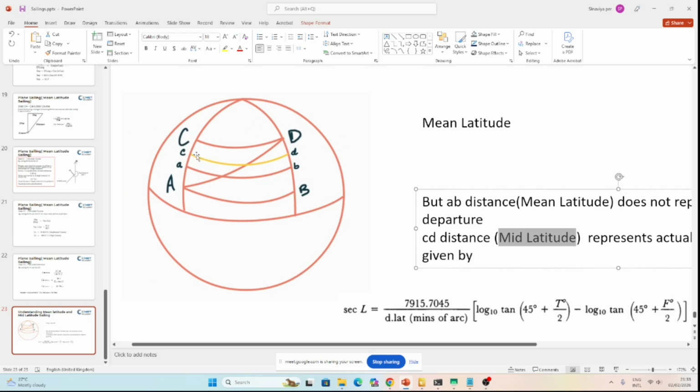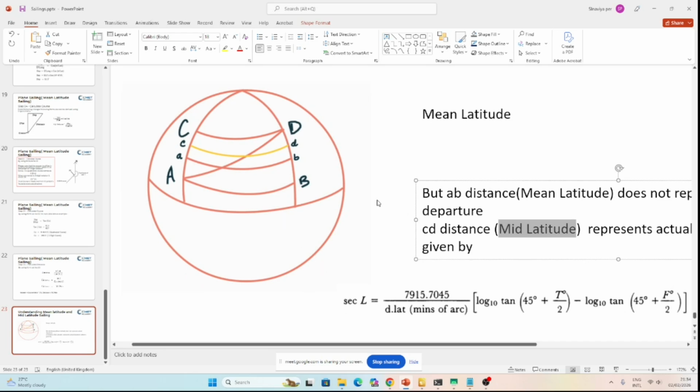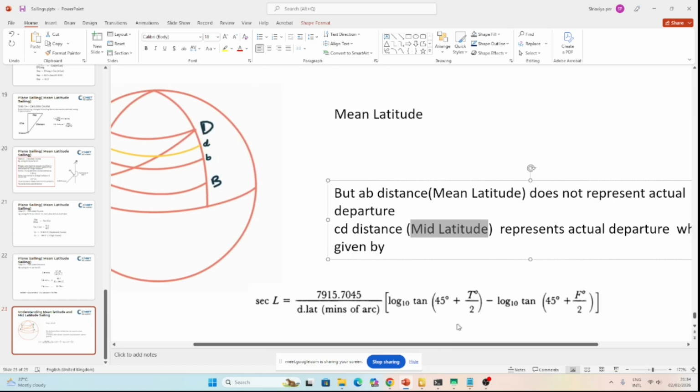So where the actual departure is happening. AB is the mean latitude, it is not the actual departure. But since we are doing plain sailing for 600 nautical miles, AB and CD are very close to each other, so no problem, the error is negligible. But if we are doing long distance sailing, we should not use mean latitude. Instead, we use the mid latitude, and this is the formula that we should use to find it, but it's very complicated, right?